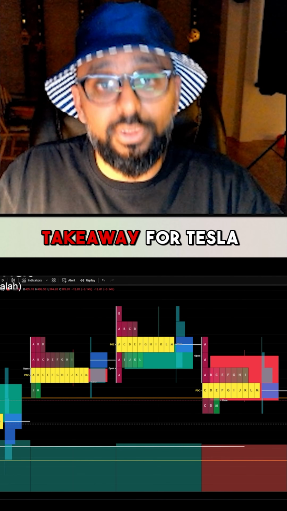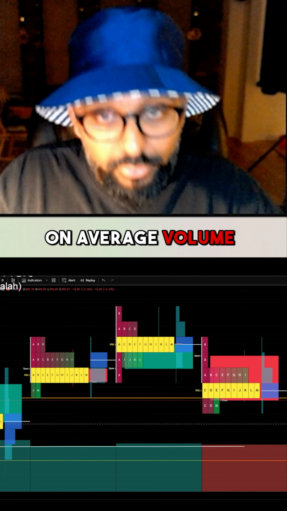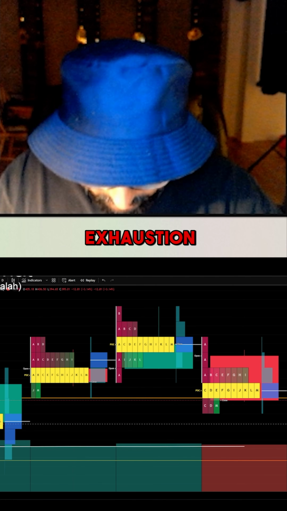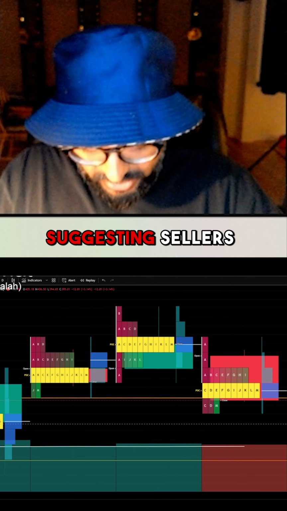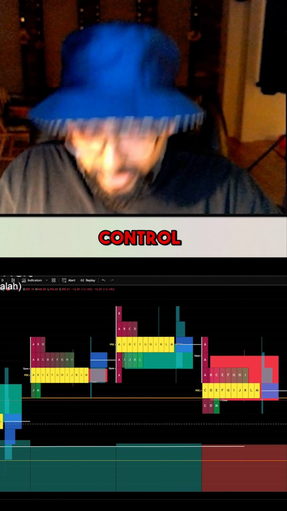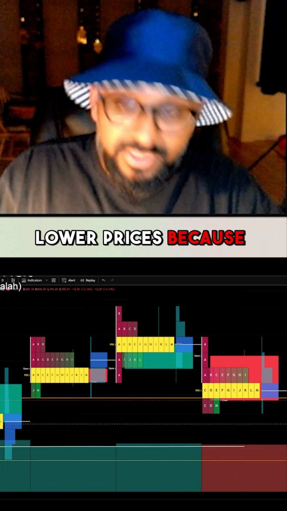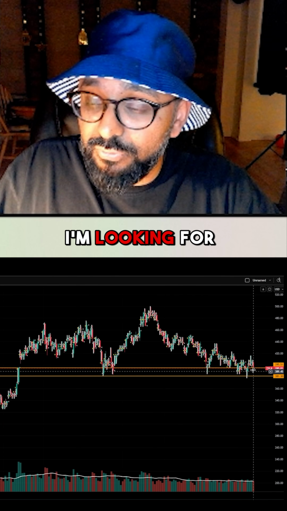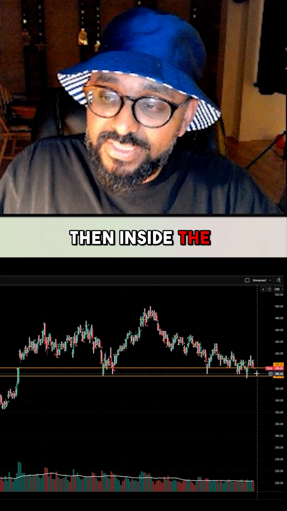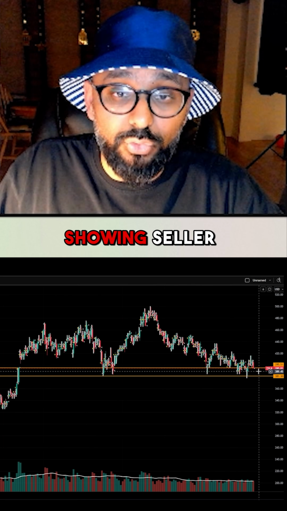So the most important takeaway for Tesla is that on average volume, value moved lower. There was a selling tail at the top suggesting buyer exhaustion. There was also range extension lower, suggesting sellers initiated an auction lower. This profile suggests sellers are in control and will continue to test lower prices. Because I only long, I'm looking for price to come back into the 381 to 395 level, and then inside the zone, I want to see a buying tail showing seller exhaustion.